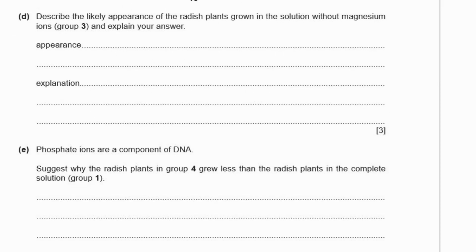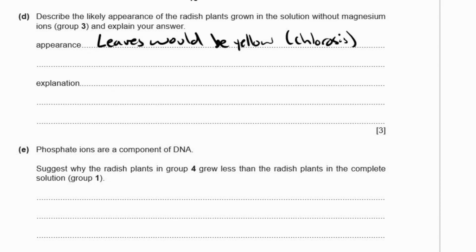D. Describe the likely appearance of the radish plants grown in the solution without magnesium ions, which was group 3, and explain your answer. Okay, there's two things you could say. You could say the leaves would be yellow. The leaves would be yellow, and this is known as chlorosis. You could also say that the plants would be shorter and stunted. Okay, and that's because the leaves are yellow.